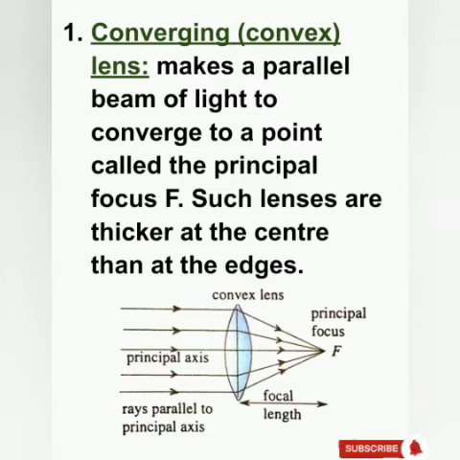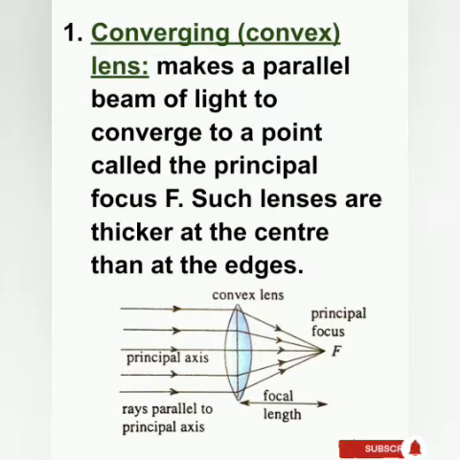Now, let us discuss the two types of lenses. The first one is the converging or convex lens. It makes a parallel beam of light converge to a point called the principal focus F. Such lenses are thicker at the center than at the edges. You can take a look at the image there. You can see for yourself a convex lens. The center is thicker than the edges.